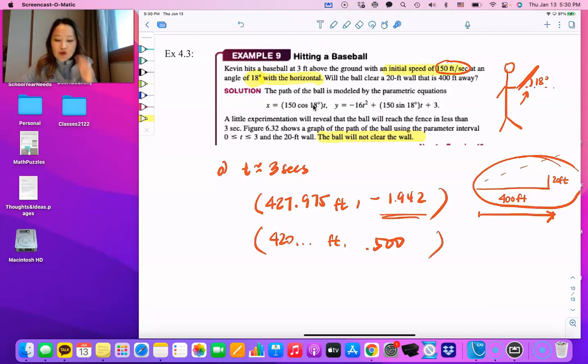Is there a magical angle that he needs to hit it at in order for the ball to travel 400 feet this way, but up 20 feet to hit a home run? I think there is a magical angle that you have to shoot a basketball at, and maybe some of your basketball players know that.